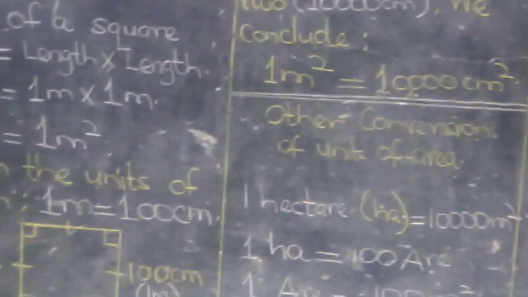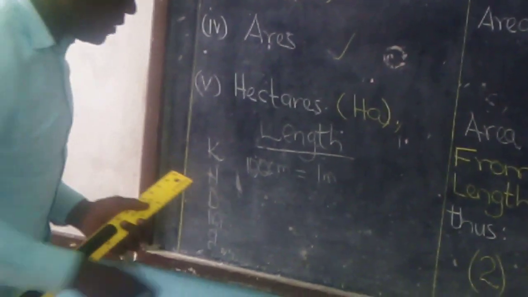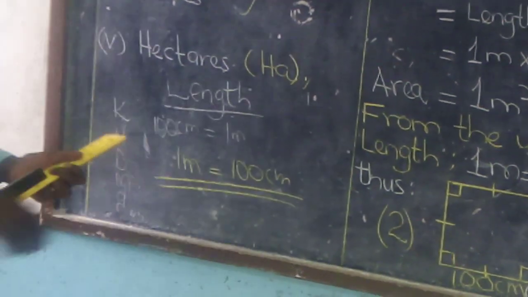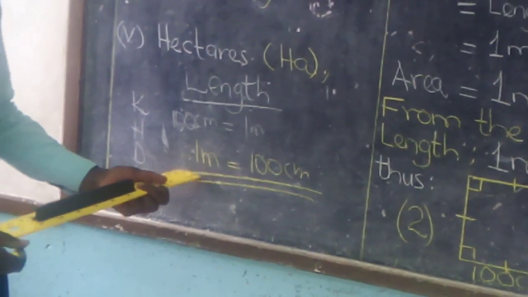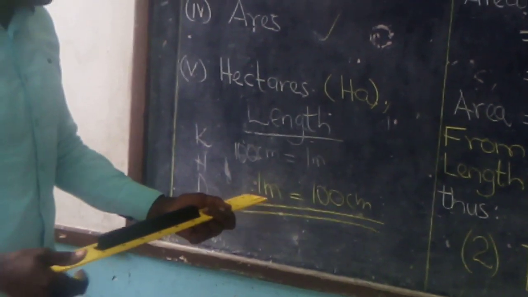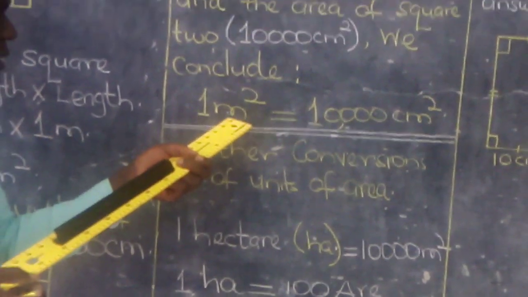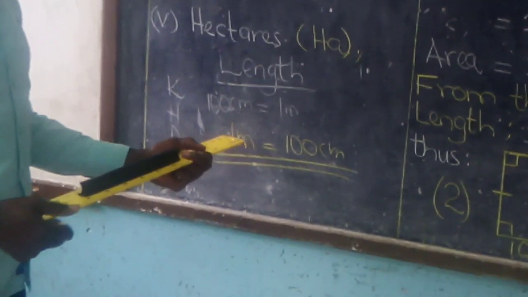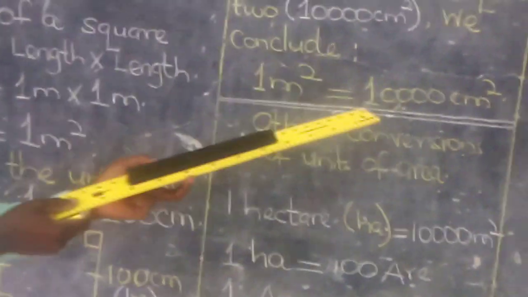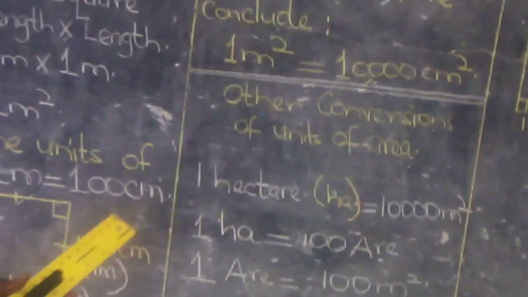And I want to refer you here again. For length, 1 meter is equal to 100 centimeters. That is length. For length and perimeter and circumference, we use this conversion of the units of length. But for area, 1 square meter, look at this. There's a difference. 1 meter and 1 square meter. That means we are squaring. So 1 square meter is equal to 10,000 square centimeters. I hope you have understood that.